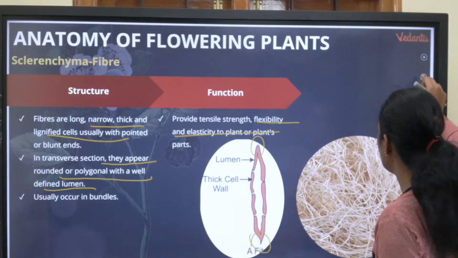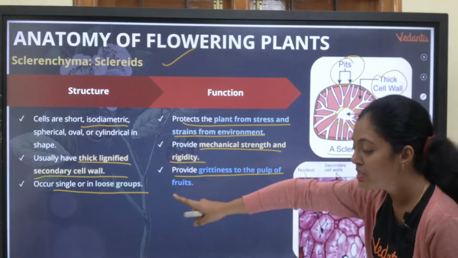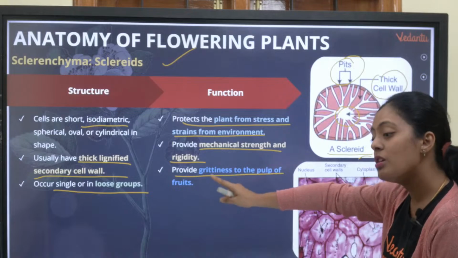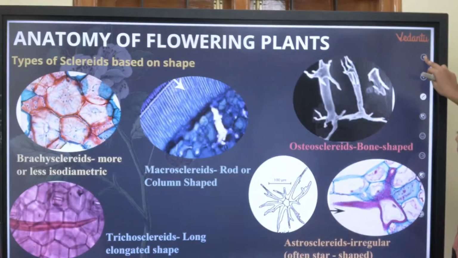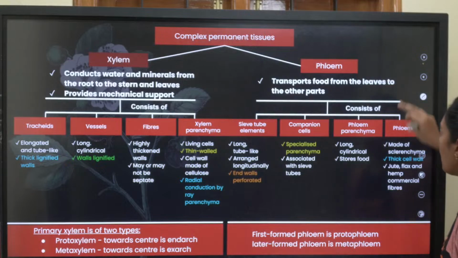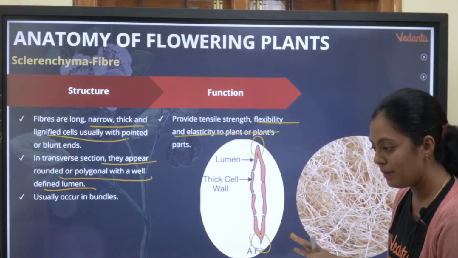Okay, if you go here, they say that it occurs singly or in loose groups. So definitely intercellular spaces are present. Yes. So now we'll move on to complex permanent tissue.